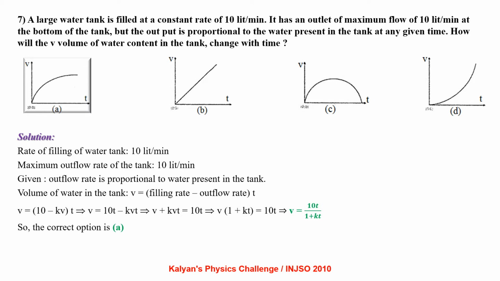As you can see, after some time the level of water in the tank becomes constant. This happens when the inflow rate is equal to the outflow rate. So the level of water in the tank reaches maximum and stays there.